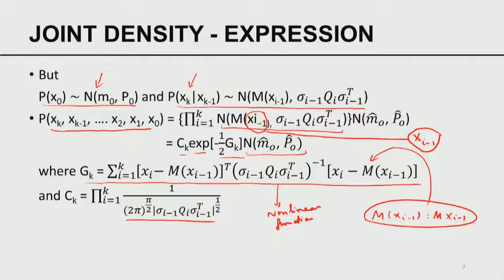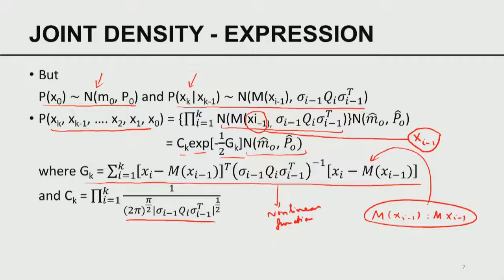Initial density is normal, conditional density is normal, so the joint density is given by constant CK times exponential minus 1/2 times GK, normal with mean m naught hat and P naught hat. The crux of the expression relates to analyzing what is contained in GK. GK is given by this complicated expression, which is the exponent.